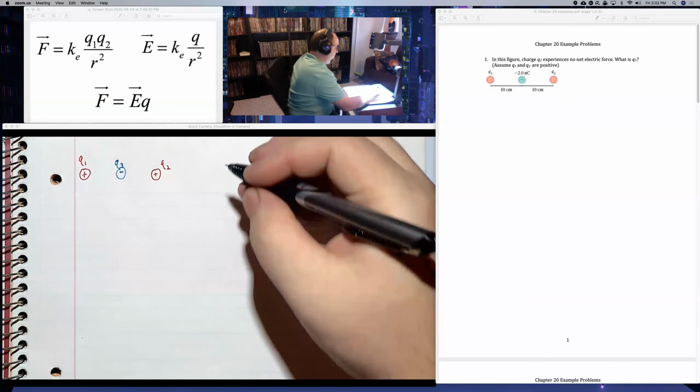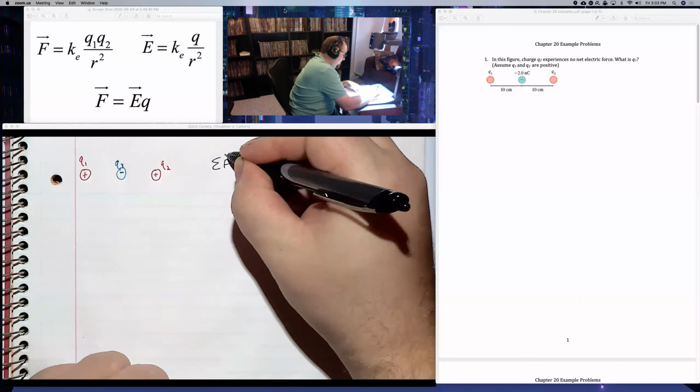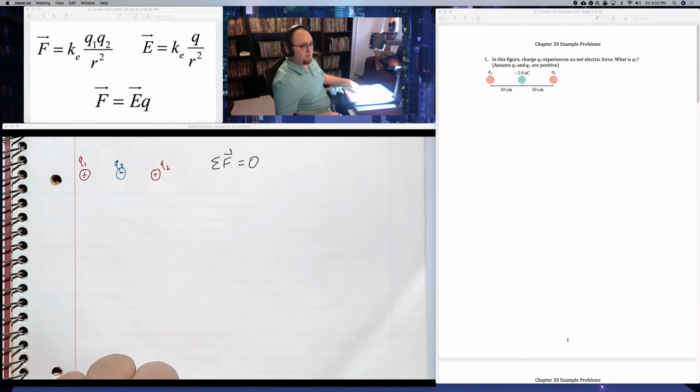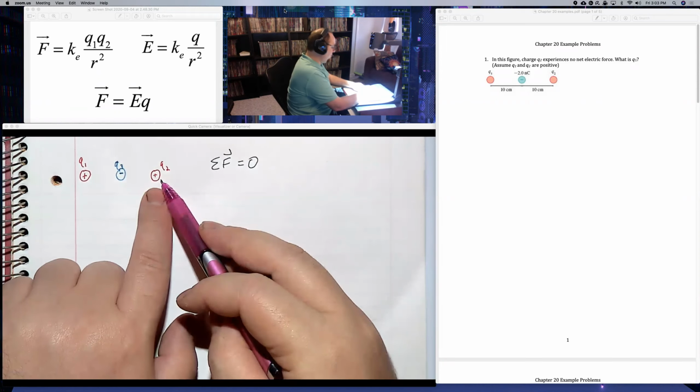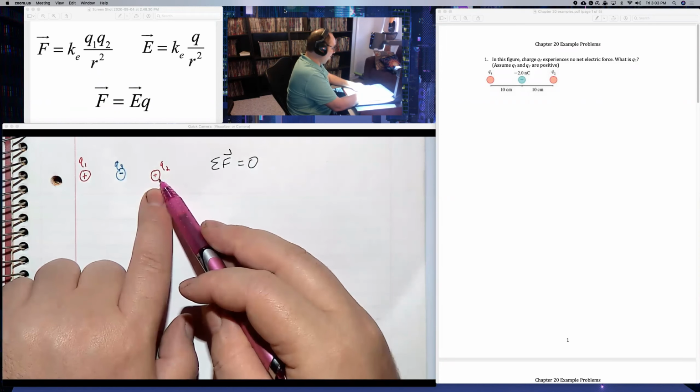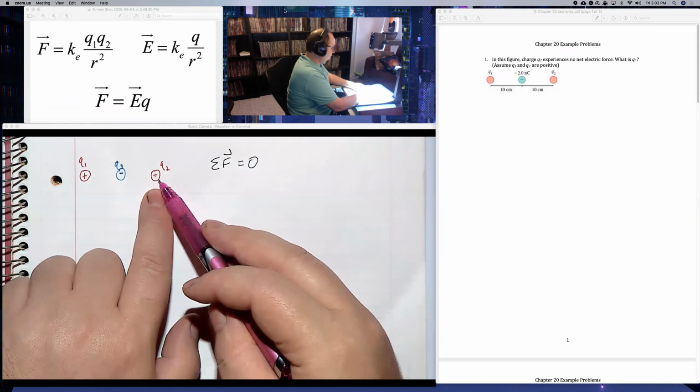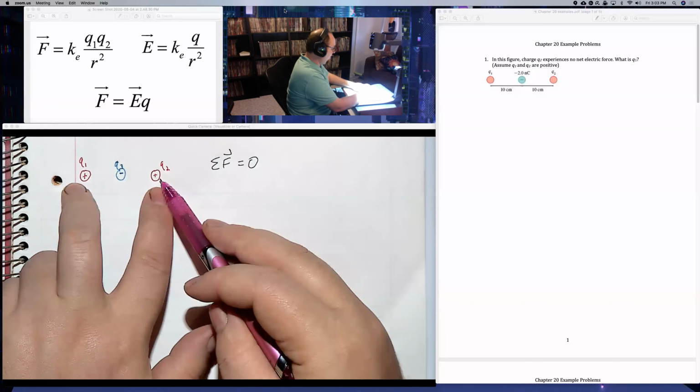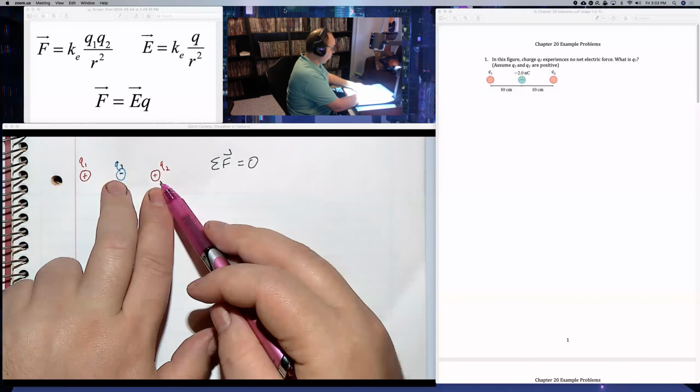So if there's no net force, what that means is the sum of forces is 0. So we're dealing with forces. I'm going back to physics 1. I'm going to start this free body style, talking about what forces are acting on it. If we're looking at no net force on 2, it is going to be acted on by two different forces: the Coulomb force between 1 and 2, and the Coulomb force between 2 and 3.